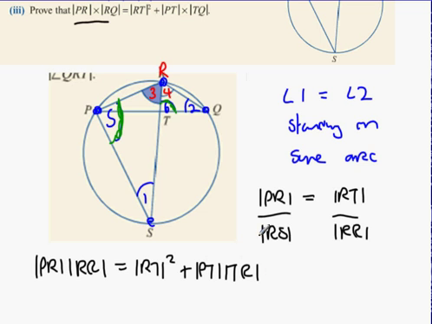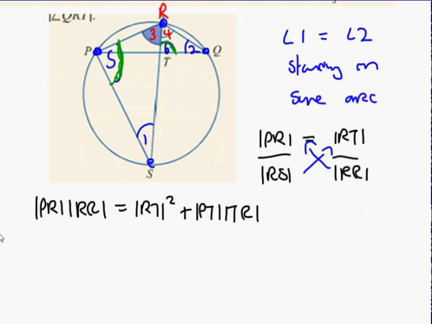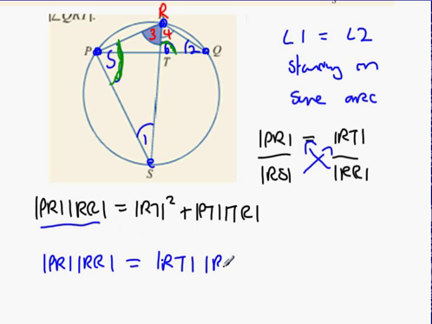Now here's what we have to look at here, guys. I currently have a lot of the building blocks of this. If I cross multiply this, what happens? I get PR multiplied by RQ, which is exactly what I want on the left hand side, equals RT multiplied by RS. RS is not present in that answer. RS, therefore, must go. Look at RS. R starts here, ends here. RS is the same thing as RT plus TS.